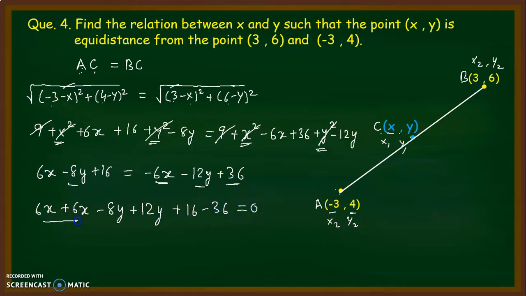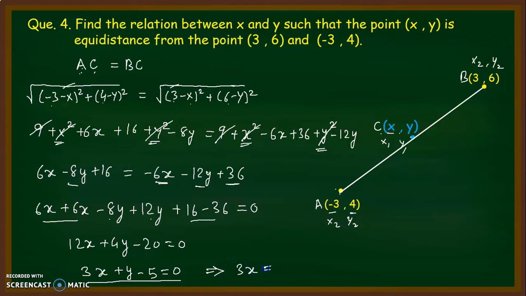So here 6x plus 6x will be 12x, minus 8y plus 12y will be plus 4y, and minus 20 equal to 0. Or if you take 4 common, then we get 3x plus y minus 5 equal to 0. So this is the relation between x and y. Or you can write it like this: 3x equal to 5 minus y. So this is the relation between x and y.